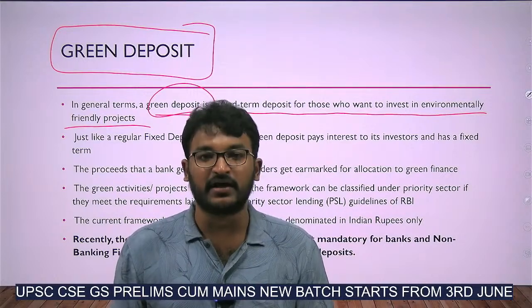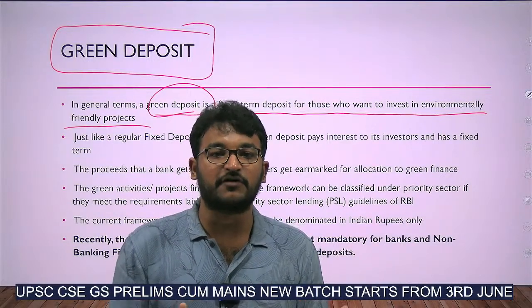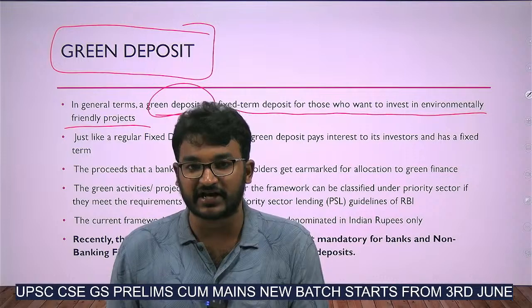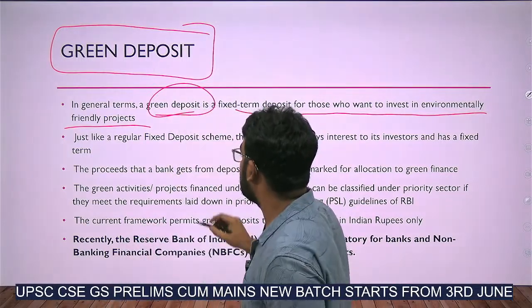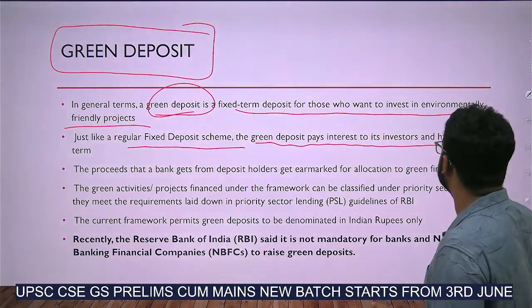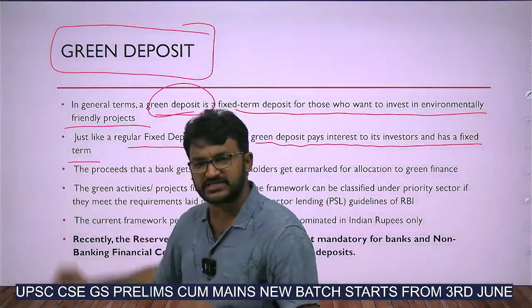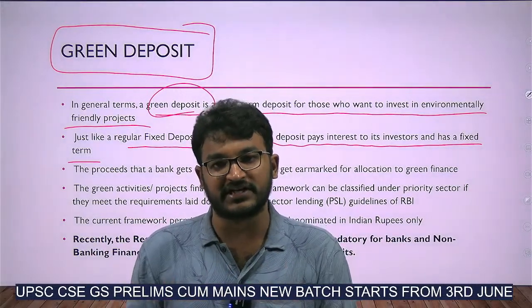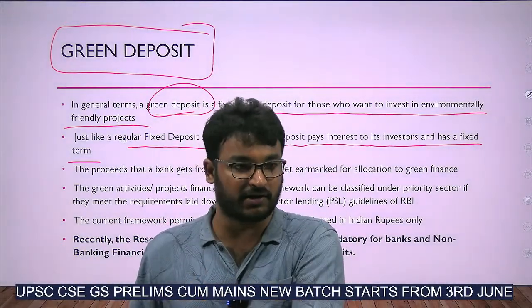Okay. To promote green things in India, because we had a target of net zero. What is the net zero target for India? By which year? 2070. Yes, 2070 is the net zero target for India. Just like a regular fixed deposit scheme, the green deposit pays interest to its investors and has a fixed term. It is completely similar to a fixed deposit. There will be interest payments to us, there will be a maturity period and all. Okay.